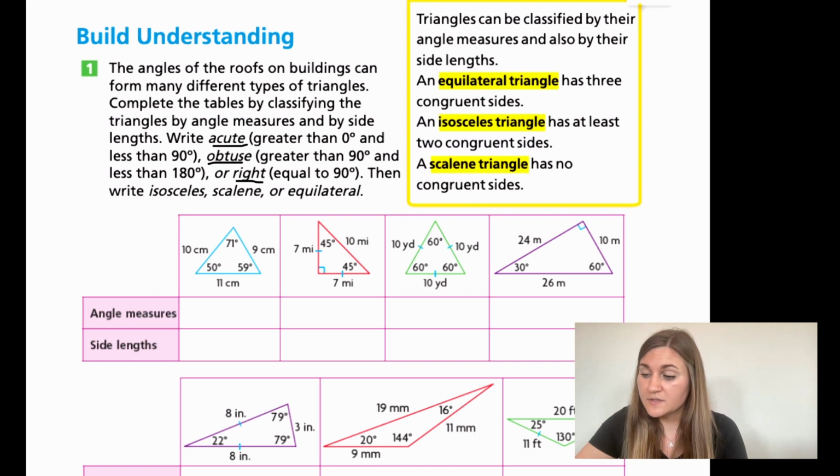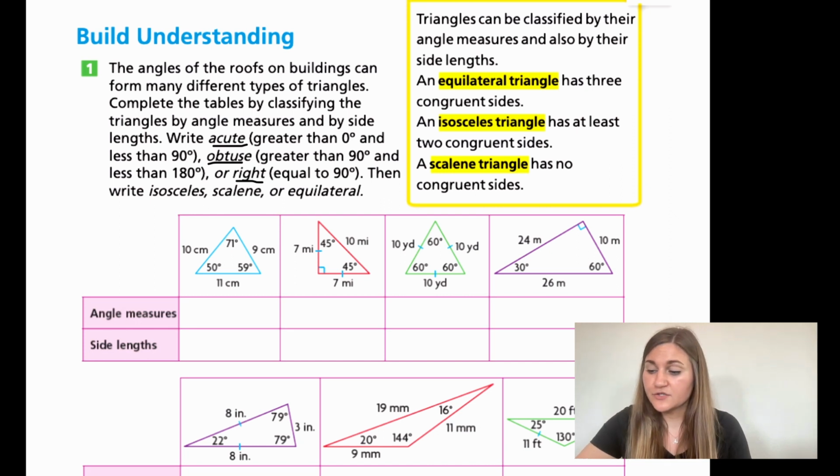All right, and then for this, we do need the vocab over to the right with the yellow square. So it says an equilateral triangle is 3 congruent sides, and congruent means equal. So an equilateral is equal sides, all 3. An isosceles has 2 of the same side. And then if it doesn't have any of the equal sides, it's called a scalene triangle.